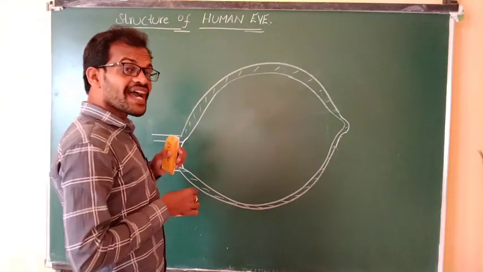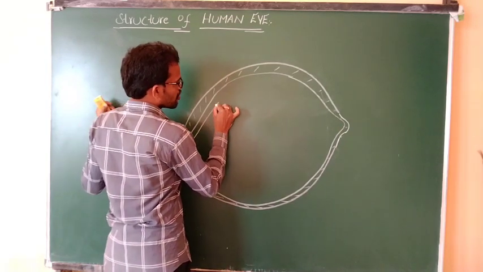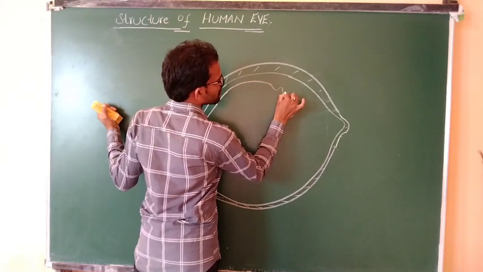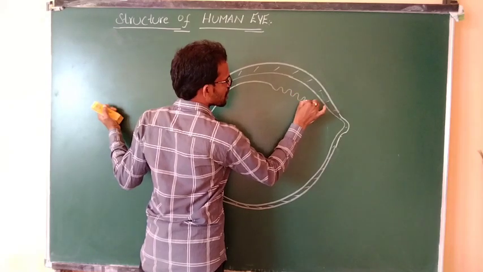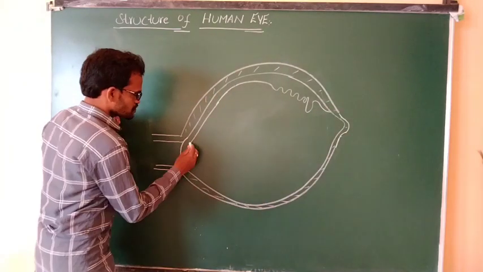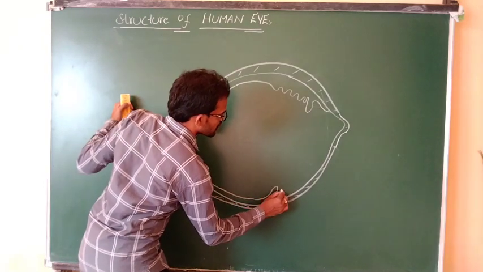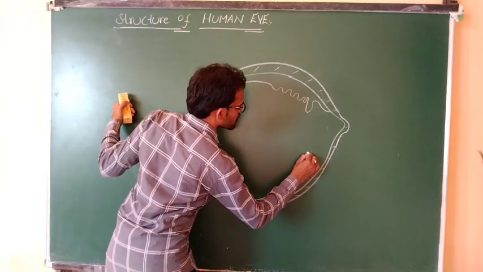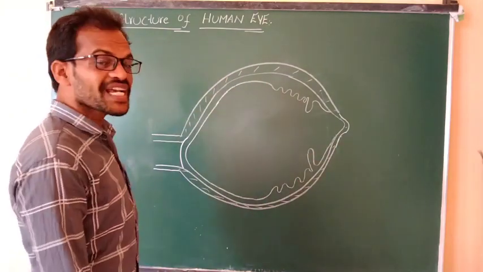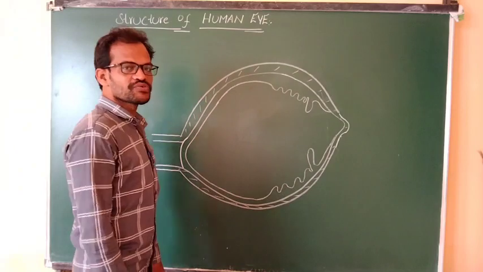The second layer of the eye. See here. The second layer of the eye is the tunica pigmentosa. Tunica pigmentosa. The second layer of the eye is known as the tunica pigmentosa.